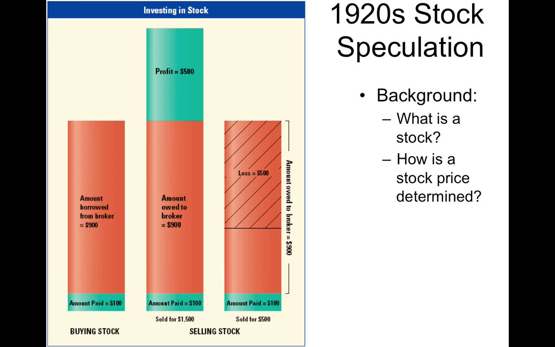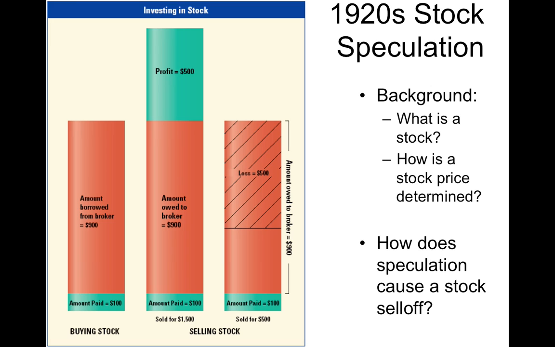So what was going on during the 1920s is people started speculating in the stock market. And by speculating, I mean they borrowed money in order to buy stocks. So this graphic on the left helps explain this. Let's say you had $100. You would borrow $900 from a stockbroker, from a bank, and you would therefore have $1,000 to invest in the stock market.